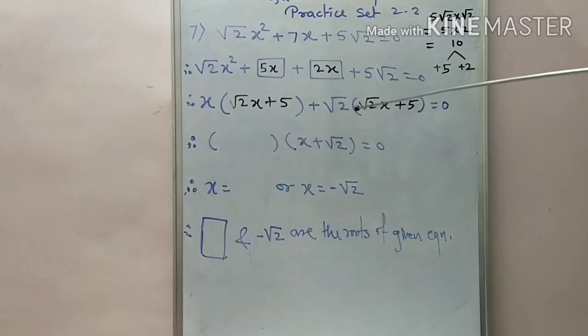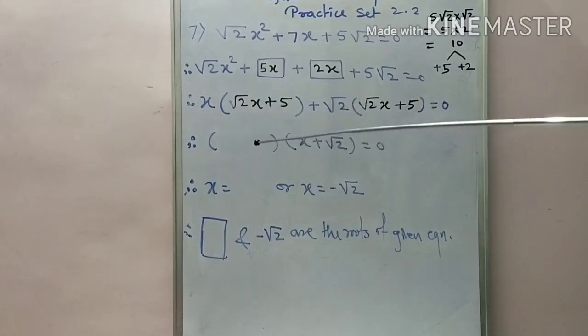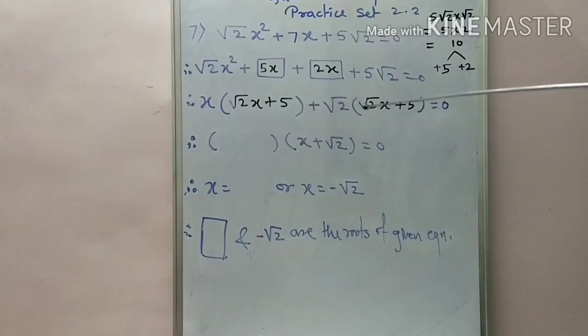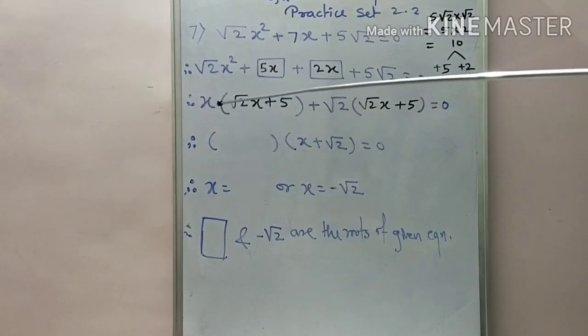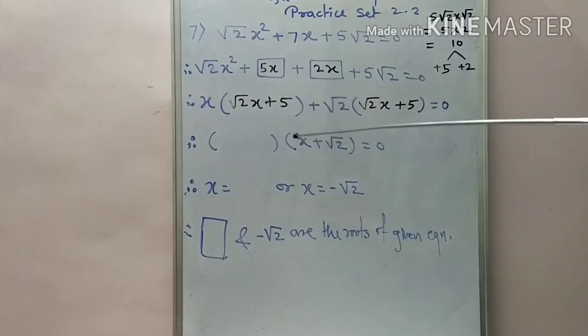Understood this? Here 2x + 5√2: not taking 1 as common, we take √2 as common, so √2 into √2 we get 2. Plus from this term with √2 common, 5 remains, so the first bracket stays as it is over here, and the next steps are very well known to us. We write the common bracket over here, and the remaining terms x + √2 here. Then we find the value of x, that is, the roots of the equation.